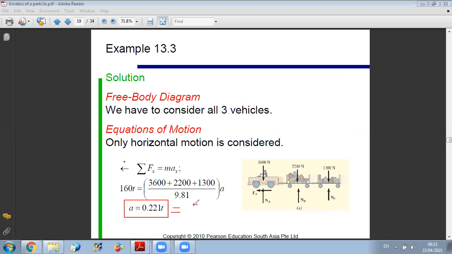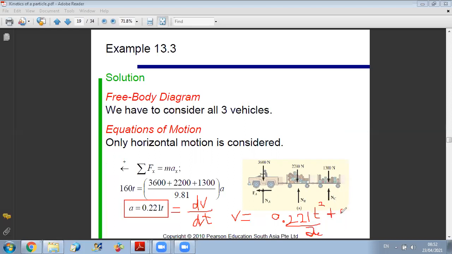We know that the differential relation between a and v is a equals dv by dt. Now, I can do separation of variables, or if you want, you can perform simple integration. You say it is equal to 0.221 t square over 2 plus a constant. And to get the constant value, you apply the boundary condition.